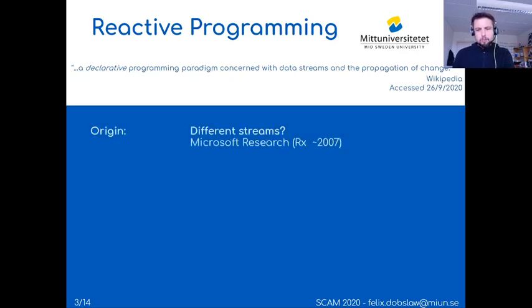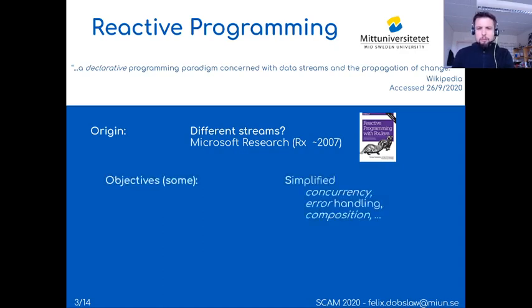Microsoft Research has played an important role in producing some of the libraries. The RxJava library was created there starting 2007. I'm not aware of different streams. It'd be interesting if somebody can tell me more about that. The general objectives, at least some of them, are simplification on top of existing high-level languages in terms of concurrency, error handling, and the composition of events coming in from different data sources and being sent to different data sources.